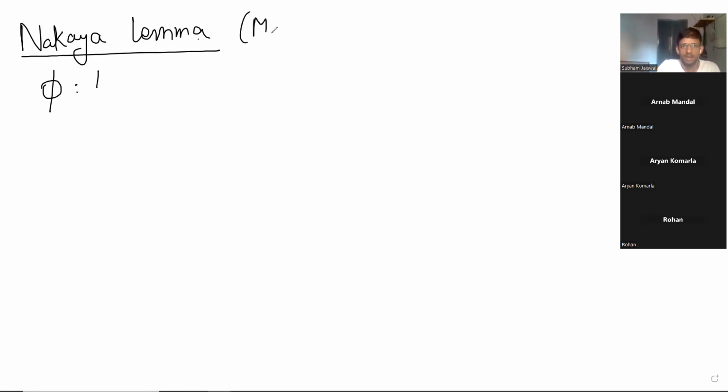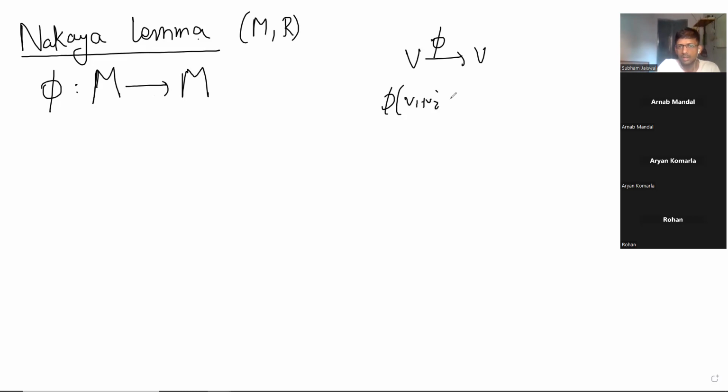So obviously M and R are the module and the ring. Phi is a map from M to N, which is just a module homomorphism. So you know vector space homomorphism, right? These are some basic rules. This is linear.